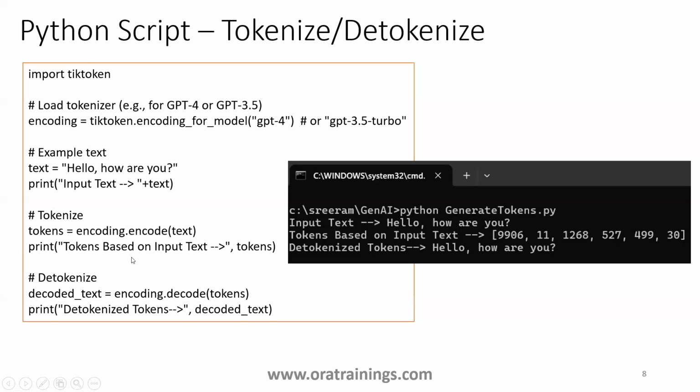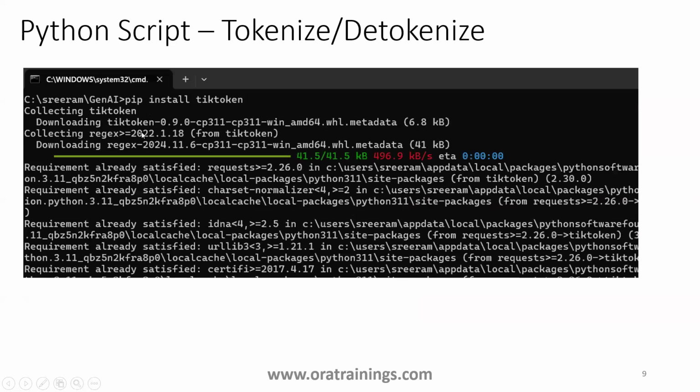So in this program, we are able to understand how to tokenize as well as detokenize. The important thing for this program is that you need to make sure you have the tiktoken package. Let's say it is not available in your Python library, you can just use the command pip install tiktoken, and you should be able to install this library.